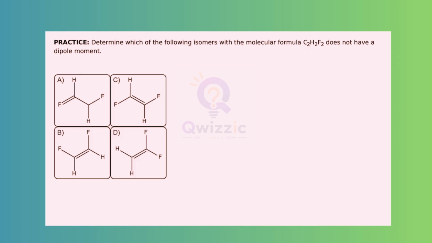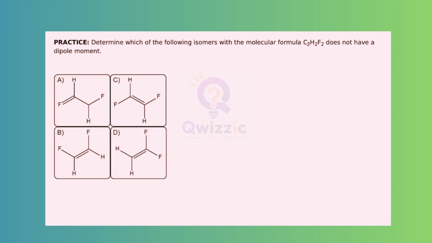Hello everyone, so in this video we want to determine which of the following isomers with the molecular formula of C₂H₂F₂ does not have a dipole moment. So the ability of an atom to attract the shared pair of electrons towards itself is called its electronegativity.